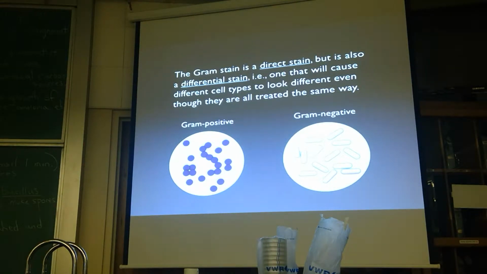The shapes that you see here has nothing to do with the stain. There can be gram-positive cocci and bacilli. There can be gram-negative cocci and bacilli.